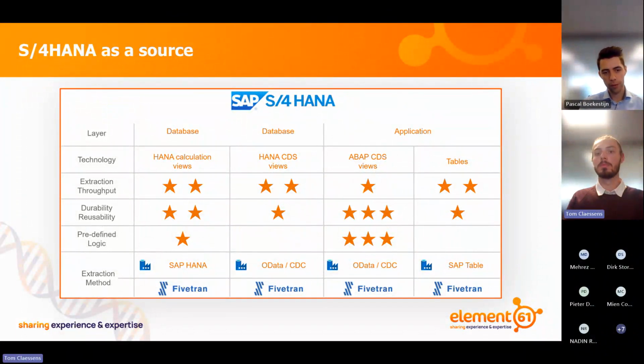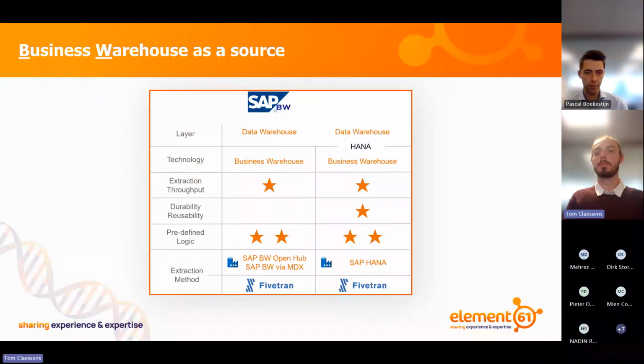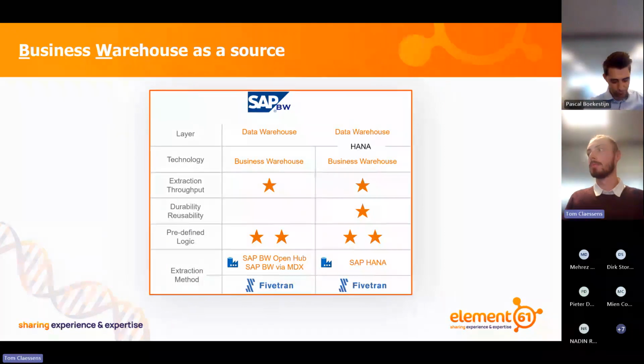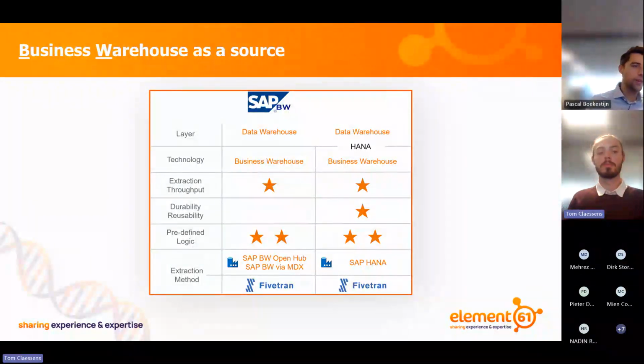If we look at the BW system, we can look at it from an ADF point of view. You can use OpenHub or MDX, and then you're really going to the info objects itself. This is one of the least preferred options, I would say, as that structure of the data is really hard to map, and the performance is also not that great.